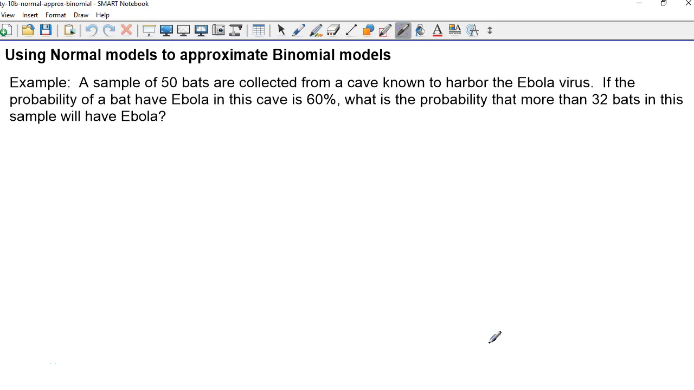Okay, so let's take an example. Let's say that we have a sample of 50 bats that are collected from a cave known to harbor the Ebola virus. If the probability of a bat having Ebola in this cave is 60%, then we maybe want to find what is the probability that more than 32 bats in this sample of 50 will have Ebola.